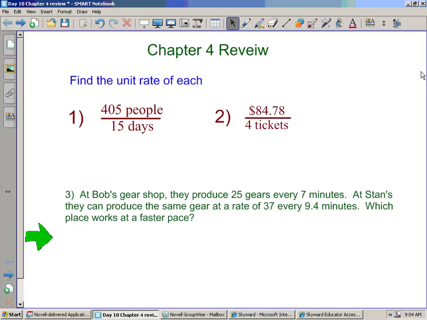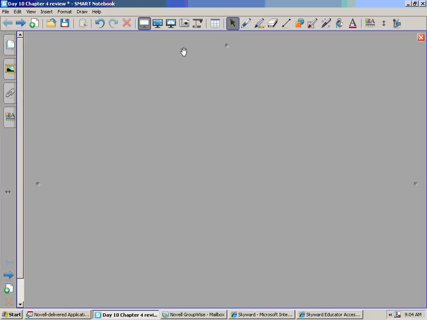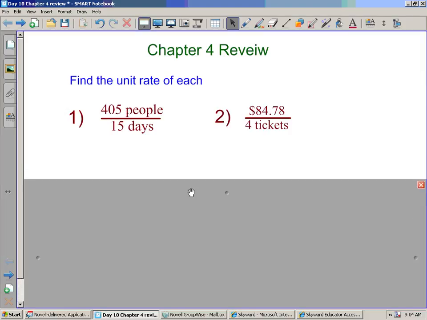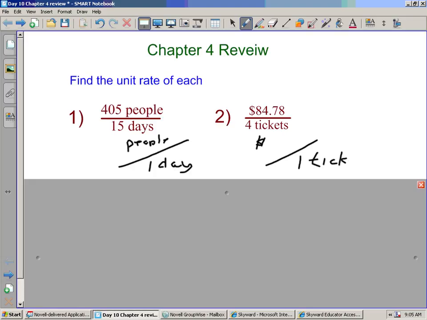Okay. So if you had a chance to look at the first two problems, pause the video, and then go ahead and do it, and I'll give you a solution. For our solution to these, we're trying to find out how many people there would be in one day. Unit rate means one. Likewise, for the second problem, how much money it would be for one ticket.